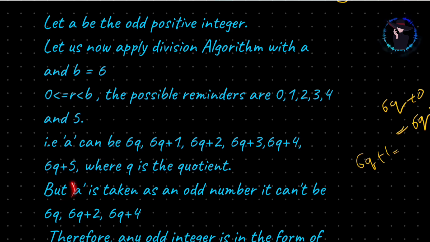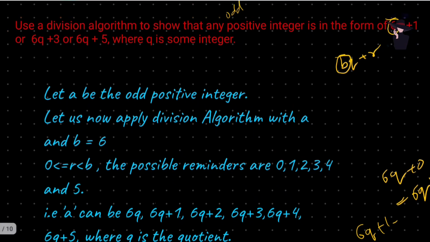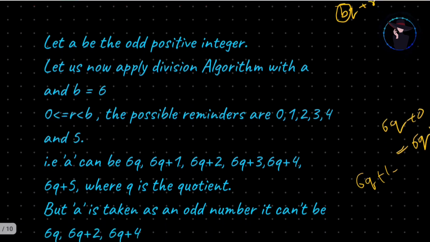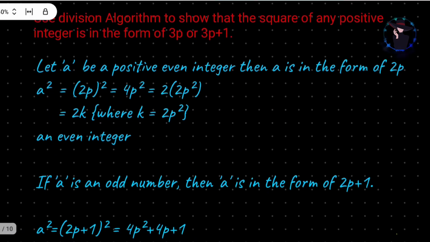Here q is the quotient, obviously, but a is taken as an odd number. In the question it is given as odd, which I missed writing, so that is why we mentioned odd. The question is asking for odd positive integers, so we should remove the even ones. Let's remove 6q, 6q plus 2, 6q plus 4. All the evens are removed. So the odd positive integers are in the form of 6q plus 1, 3 and 5, because the question is asking for odd. Moving on to the next one.